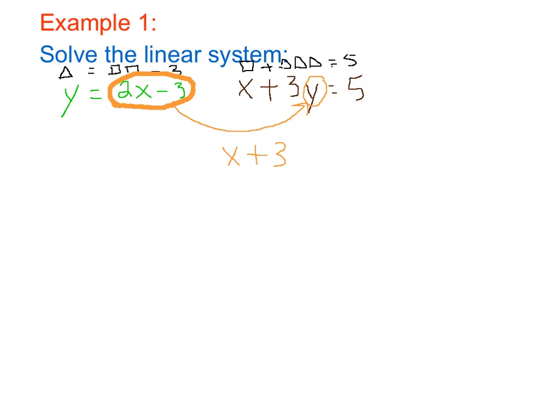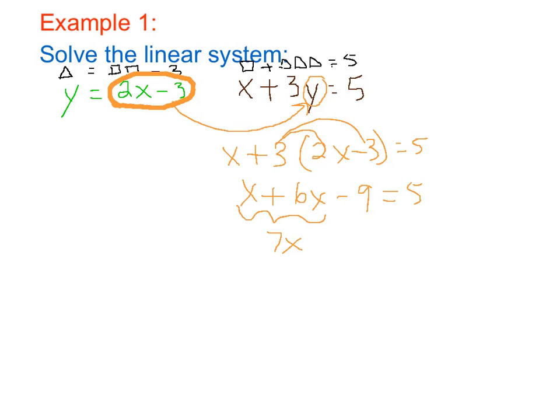So instead of writing y, I'm going to put what y is equivalent to, and that's equivalent to 2x minus 3. And the reason we do that is now instead of worrying about two unknown variables, x and y, in the orange equation we just have to worry about the x, one variable instead of two. So I'm going to distribute here because we've got parentheses. 3 times 2x is 6x. 3 times negative 3 is negative 9. Combine like terms gives us 7x minus 9 equals 5.